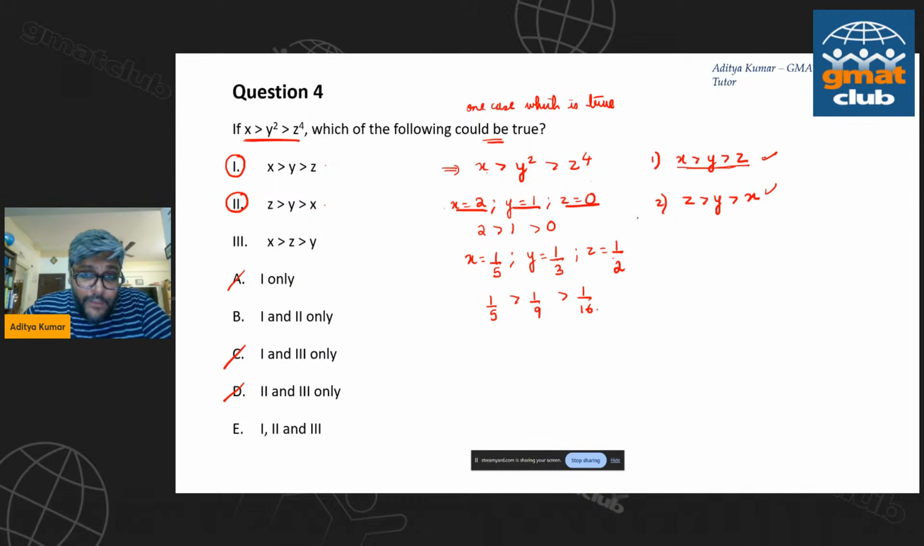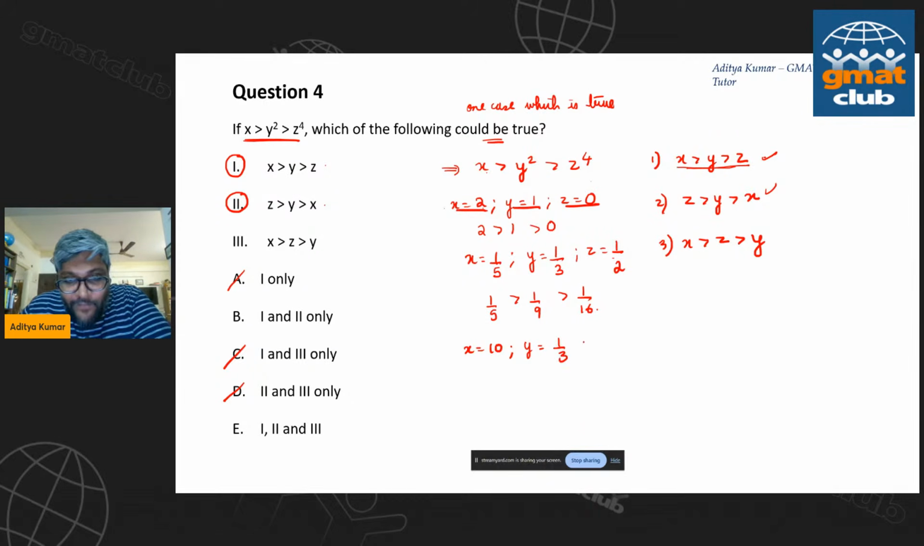And finally, the third one, x is greater than z is greater than y. They're reversing z and y. You see, in the first case when I used integers, x was greater than y is greater than z. They're reversing z and y. So maybe for z and y, I need to think about some fractions. For x, I can keep some sort of integer. That's not a problem at all. So I can keep x as like 10. I can keep y as, let's say, 1 by 3. And I can say z is equal to 1 by 2.